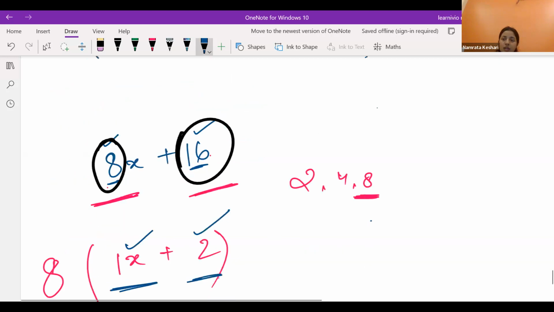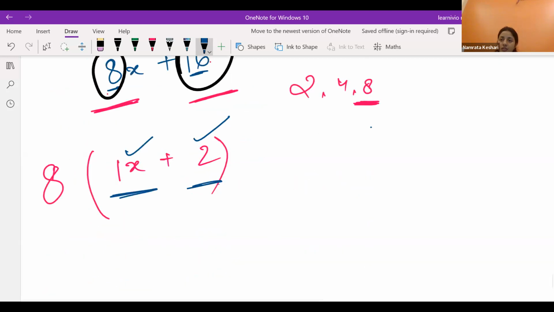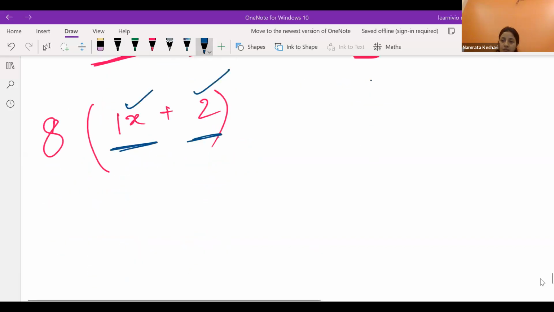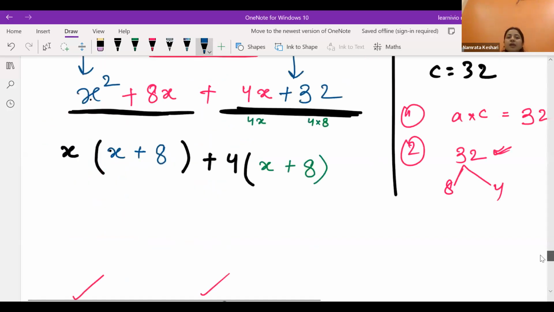So we will take out 4 common and we will be having x plus 8. Now can you see, again we are having a common factor? This bracket is a single term for us.